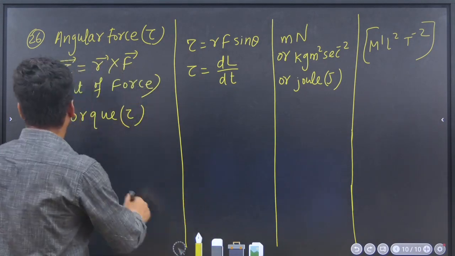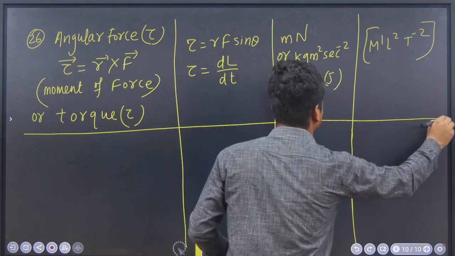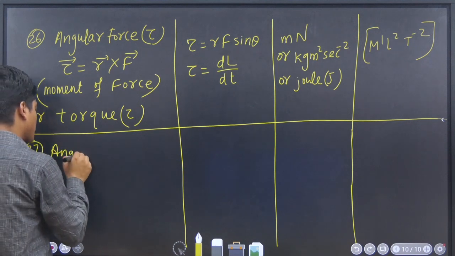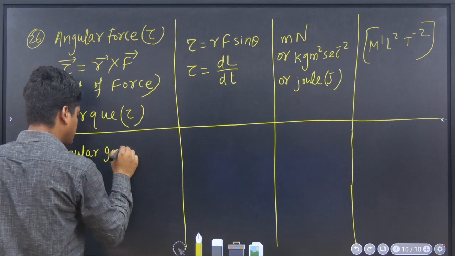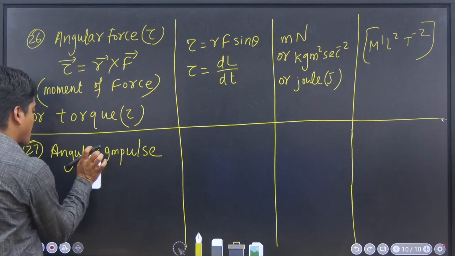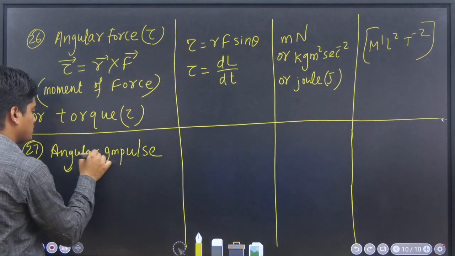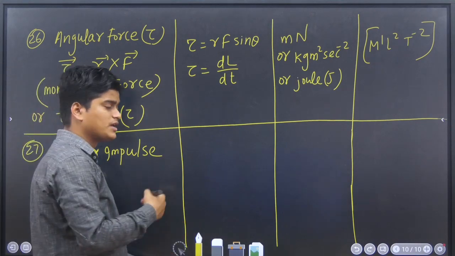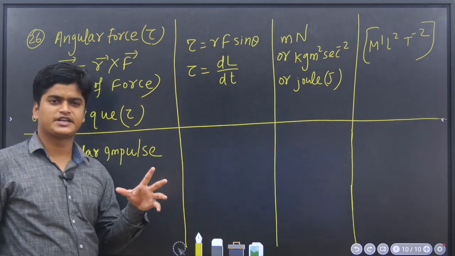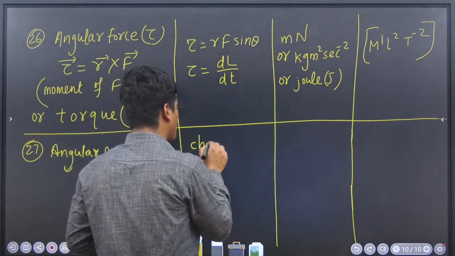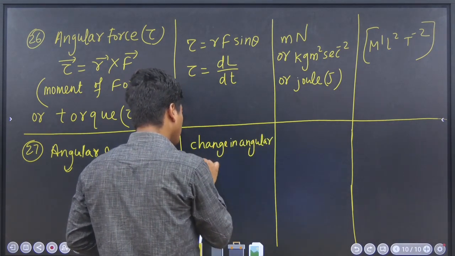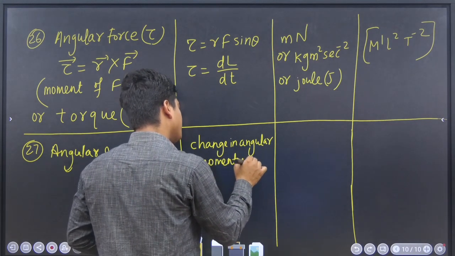Now the next point, some other quantities you will understand. Next is angular impulse. What is angular impulse? Previously you wrote that linear impulse is basically change in momentum. So here it will be the change in angular momentum, and its unit will be the same type.